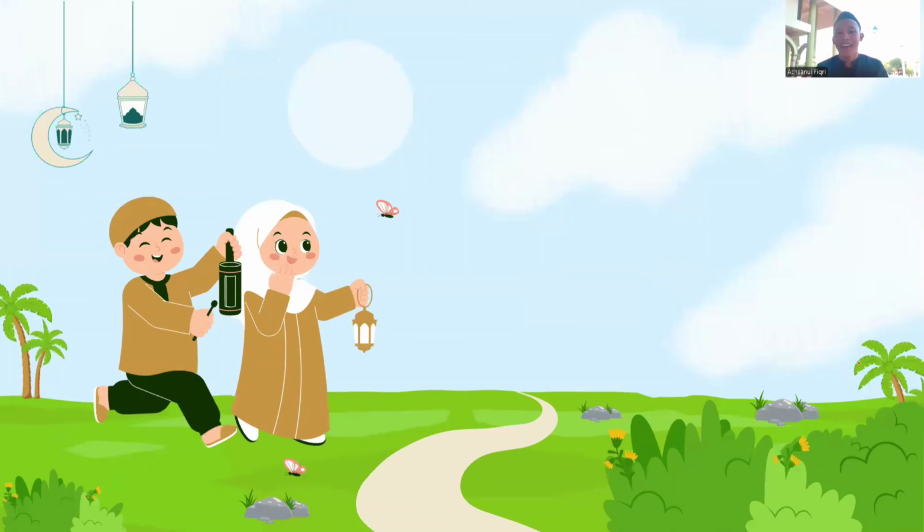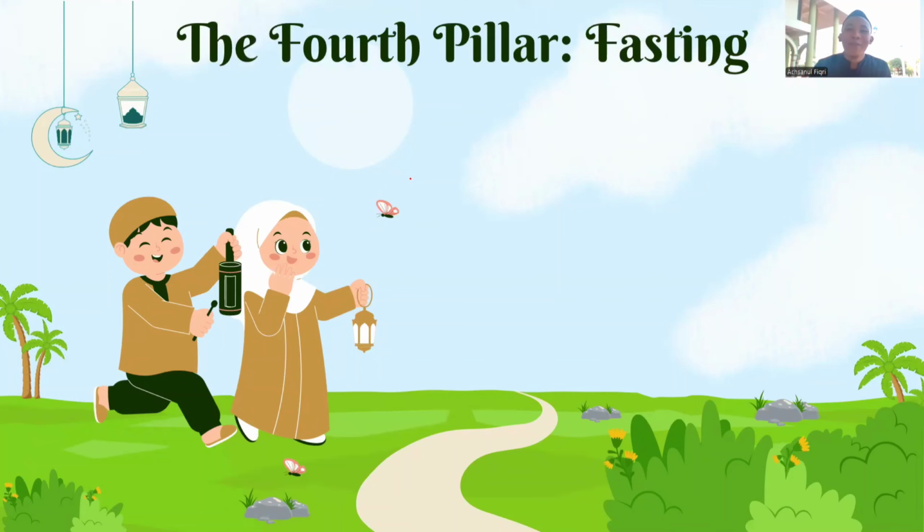Okay, look. Look at the picture, right? Okay, this is the fourth pillar of Islam. Do you know? Yes, good job. The fourth pillar is fasting, or we can call it saum, or in Bahasa Indonesia you call it puasa. Okay.